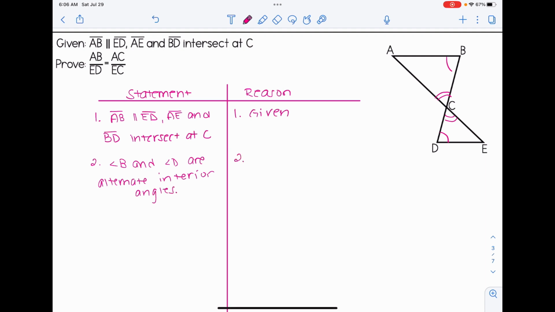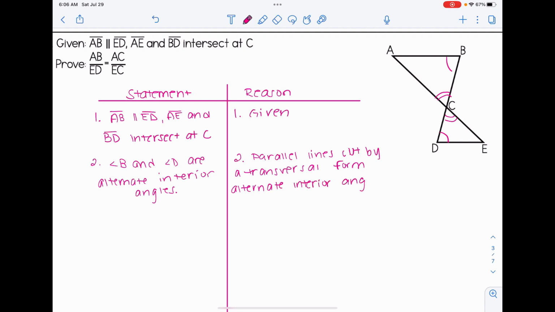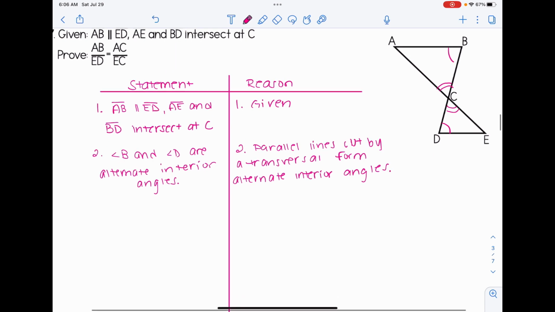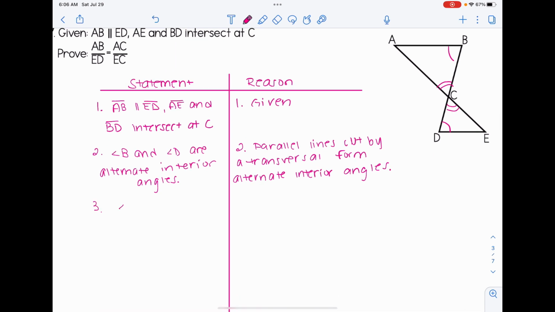And our reason, remember, is always explaining how we know that. So I'm going to say parallel lines cut by a transversal form alternate interior angles. Lots of writing in these proofs when you're talking about the angles. Then I'm going to say those angles are congruent because alternate interior angles are congruent.